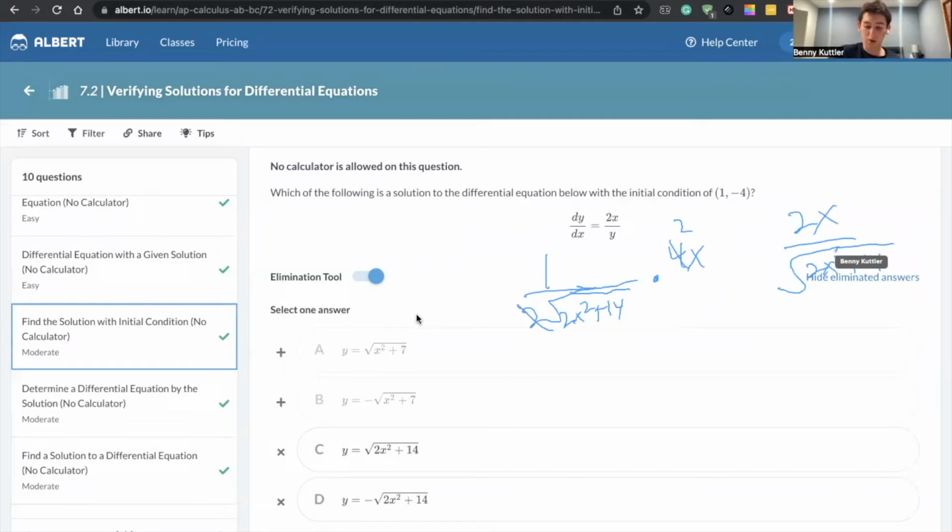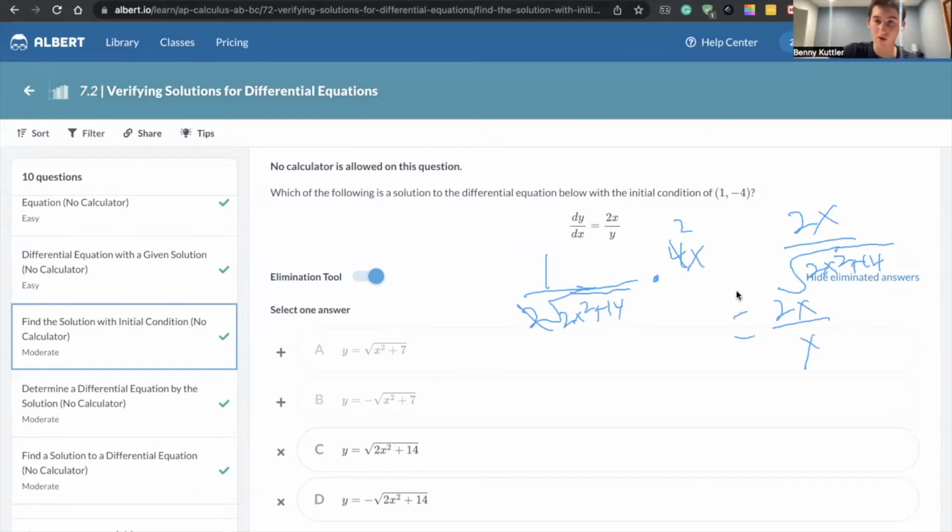And if we look now, the 2x squared plus 14 was the y we started with in this case. So we can rewrite that as 2x over y. So that's what we're looking for. But we need to know if it's positive or negative. So we're going to use this initial condition.